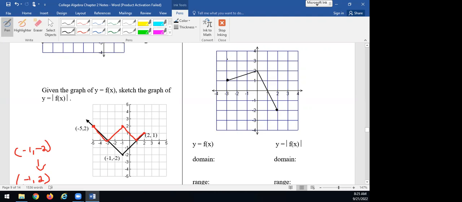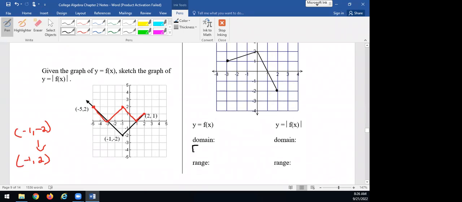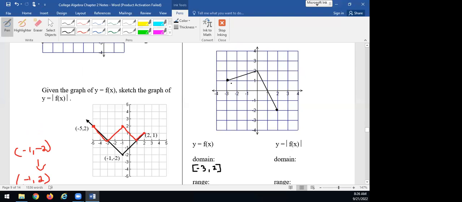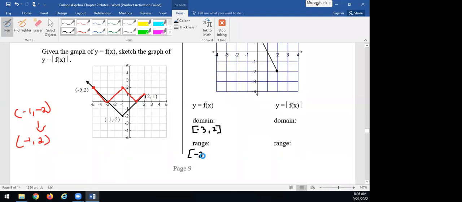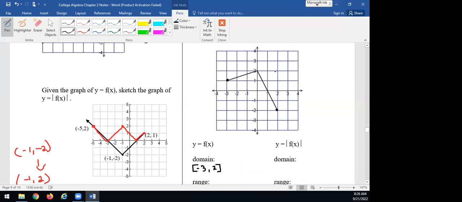What's the domain? Look where x spans from. Where does x start? -3. And where does x end? 2. So it means that the domain for the original function is going from -3 to 2. Because it doesn't go on and on to negative infinity to positive infinity. It stops somewhere. You all see that? Right. Now, what about the range? You're going to look, where does it start on the y? Look, just draw your line here. Where does it start? -2. And where does it end? Right here at 2.